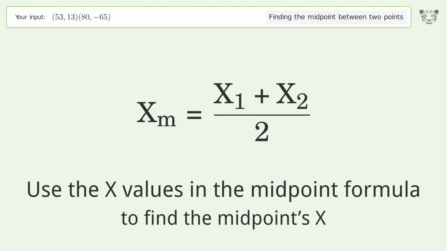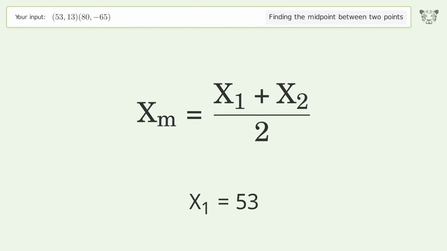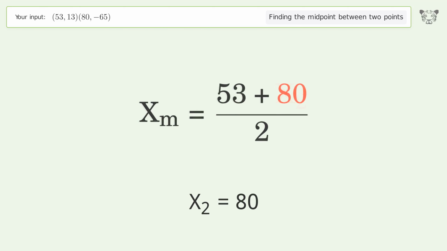Use the x values in the midpoint formula to find the midpoint's x. x1 equals 53. x2 equals 80. Simplify the arithmetic.